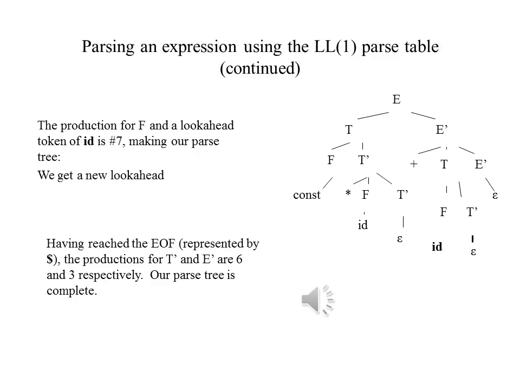T prime derives the empty string. And then we match end of file with E prime and get production 2. E prime derives the empty string. Our parse tree is now complete.